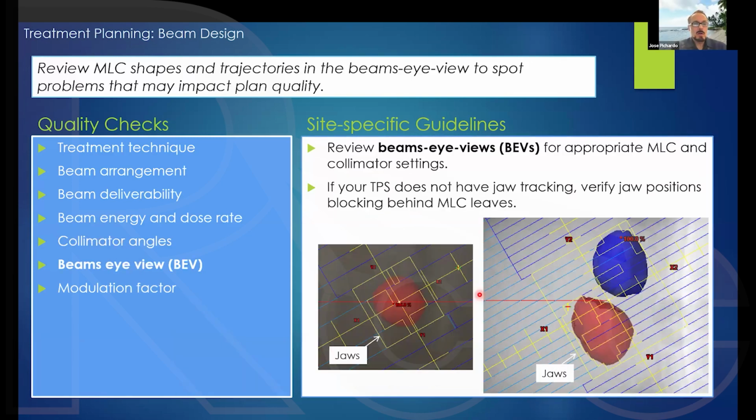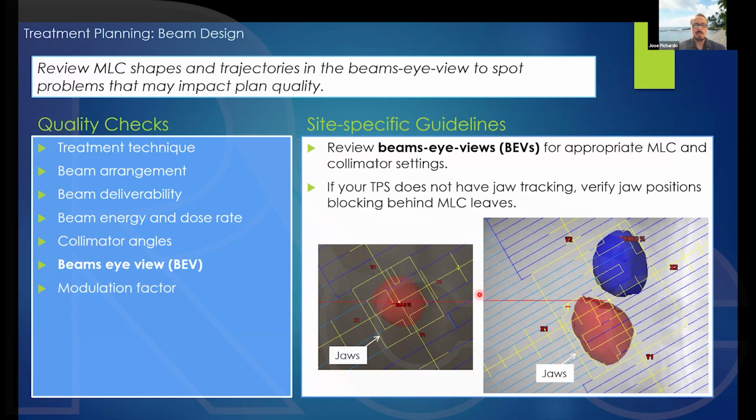Okay. All right. So we've looked at energy, dose rate, the arcs, the angles, the collimator angles. Why do I have to look at the BEV view? All right, well, you want to look at everything. I mean, you want to look at the BEV view. So why do you want to do that?